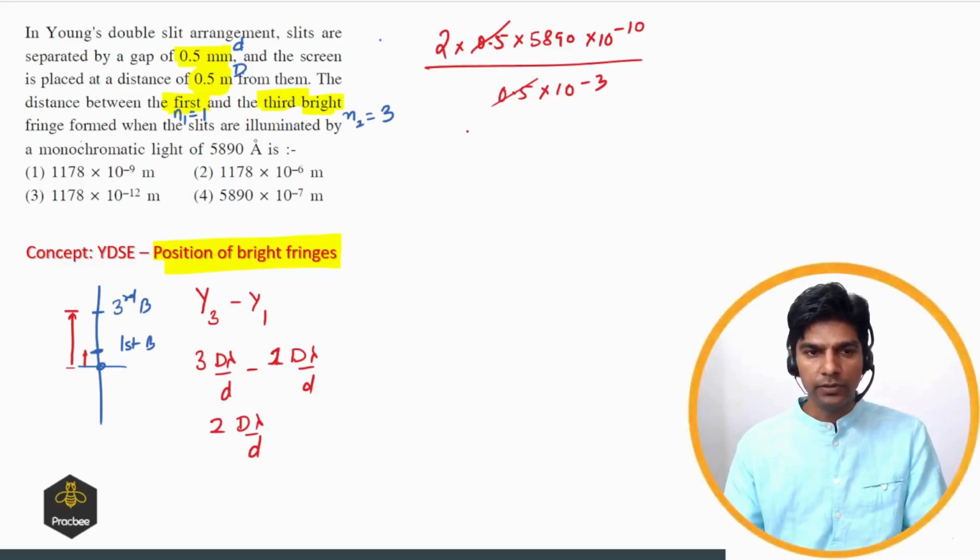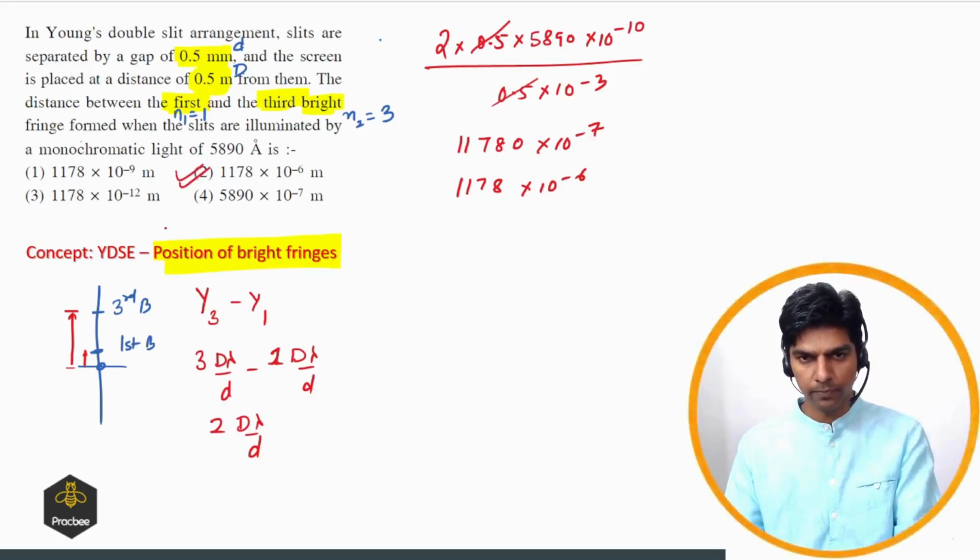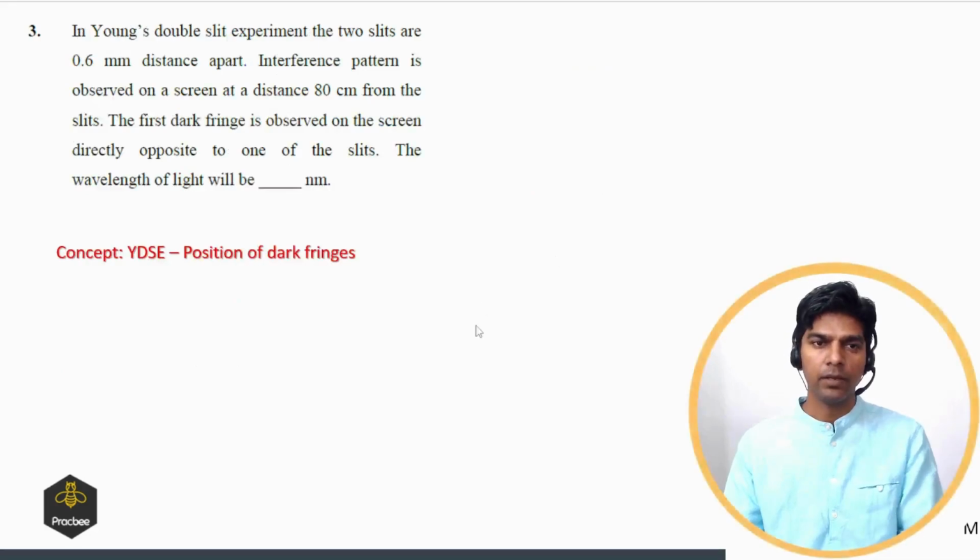So this will give us 1178 into 10 raised to power minus 7, which is 1178 into 10 raised to power minus 6. So option 2 is the right answer. This answer will be in meters, right?